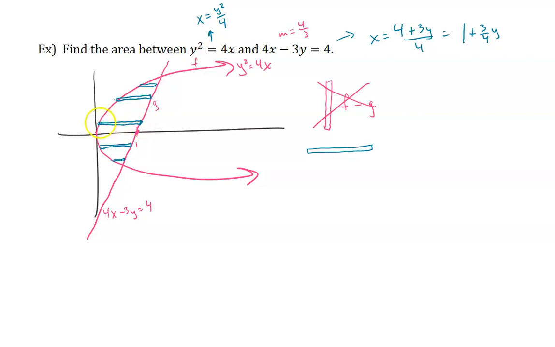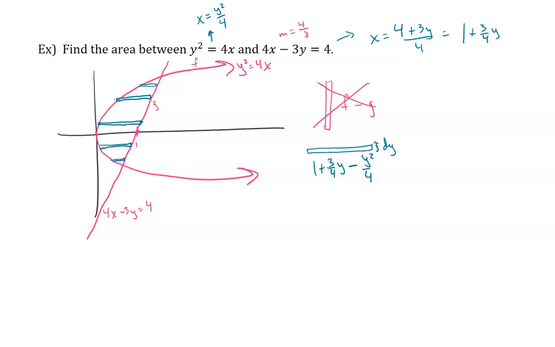So line minus curve is 1 plus 3 fourths y minus, and then the curve is y squared over 4. And then the thickness of this, or in other words, the height of this rectangle, is no longer dx. Now the thickness of this is dy. And that's actually good because if we're writing an integral in terms of y, we need to integrate with respect to the variable y. So these variables do need to match. As soon as we decide that we're slicing horizontally, then that means the thickness of one rectangle is going to be dy, and then everything else needs to be in terms of y as well.